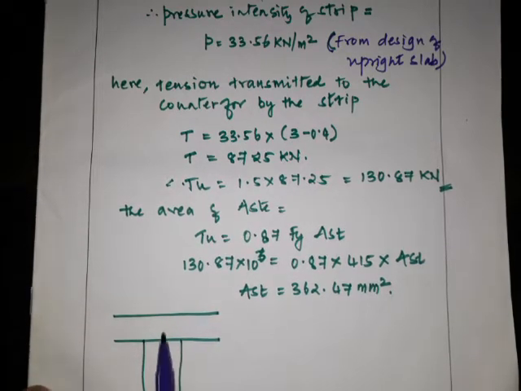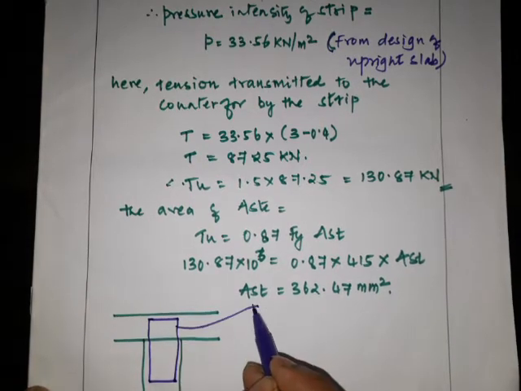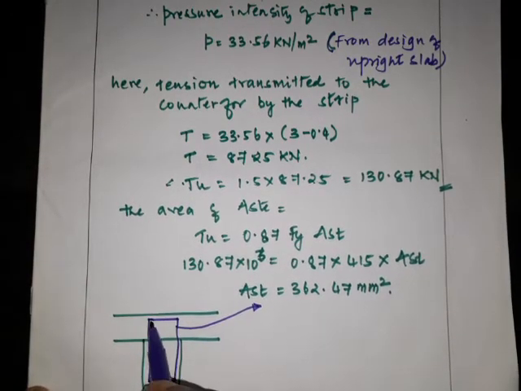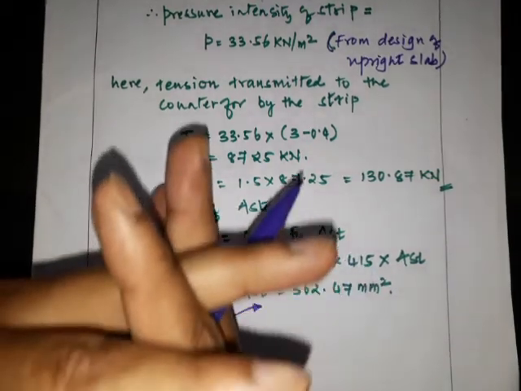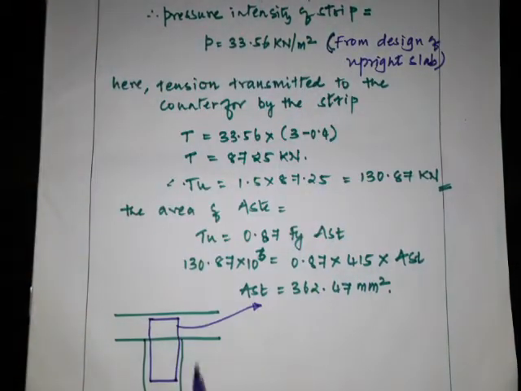So what you can do, we have to provide the ring, the stirrup, like this, in between these two. This is nothing but AST, this much AST. So we have to provide a ring between these two. In the plan I am trying to show, okay, we have to provide the ring between these two so it can be joined together. So this is the stirrup for the ring. So we have to find out the spacing for that.